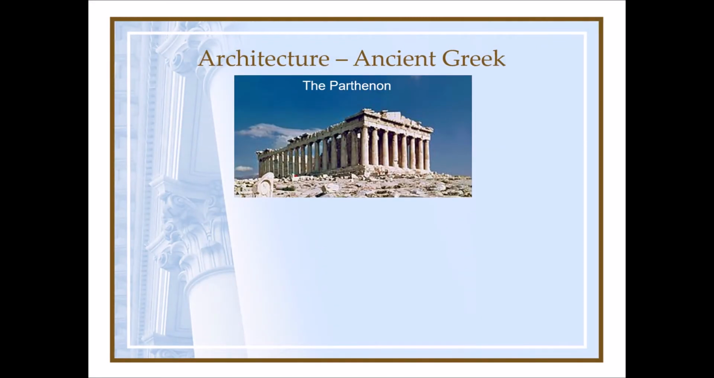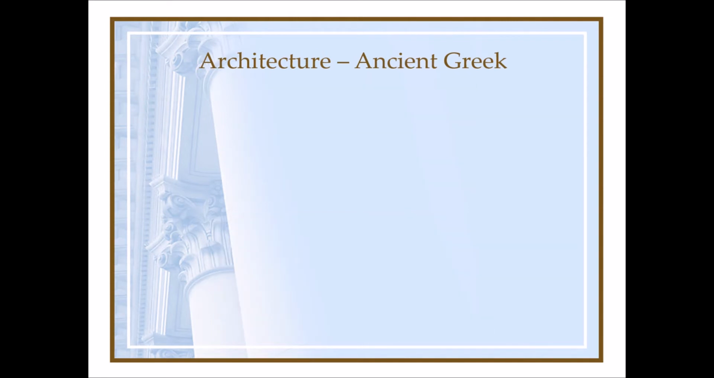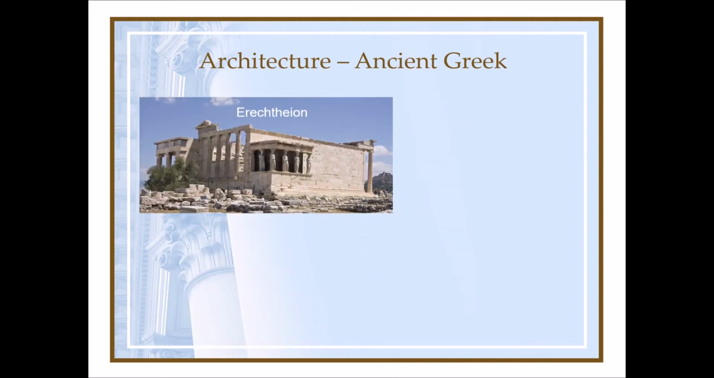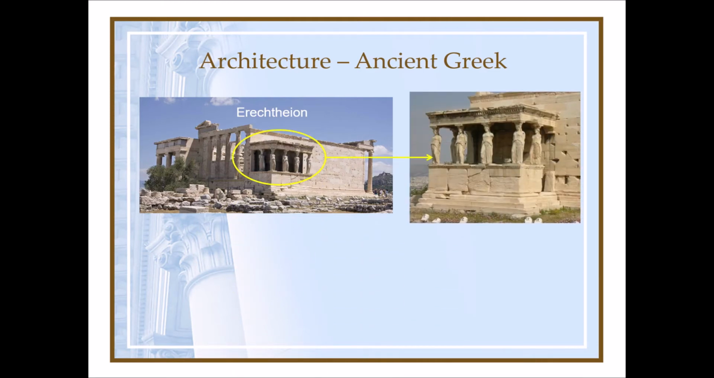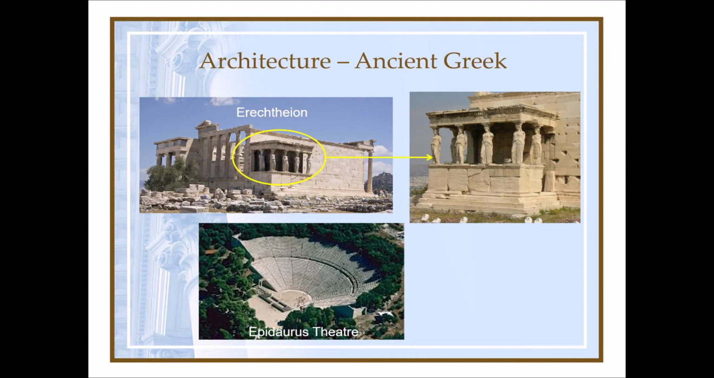Okay, examples of architecture from ancient Greece are the Parthenon in Greece, and the Acropolis, also a ruin. The Erechtheion has a detail where the columns are made from statues. And then we have the Epidaurus Theater, also a ruin of ancient Greek architecture.